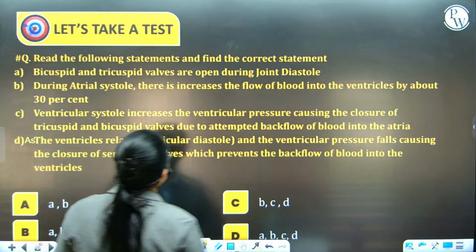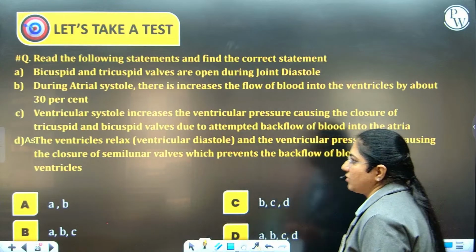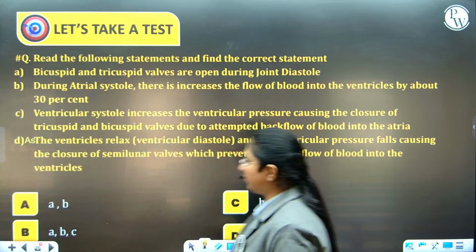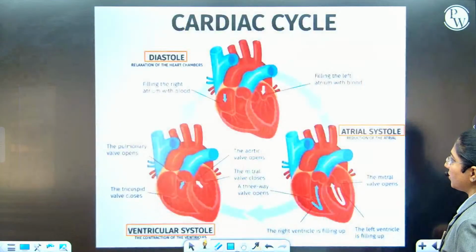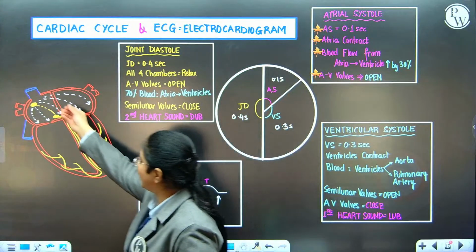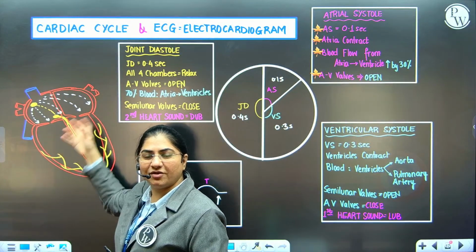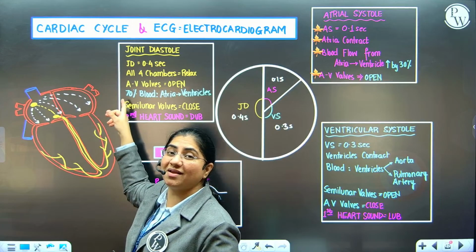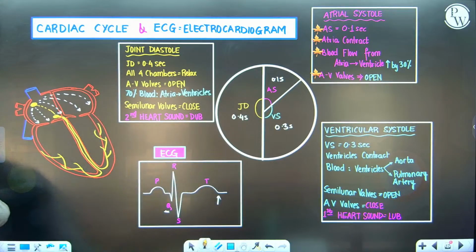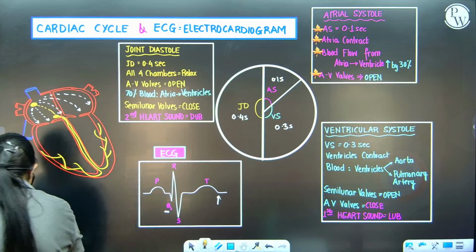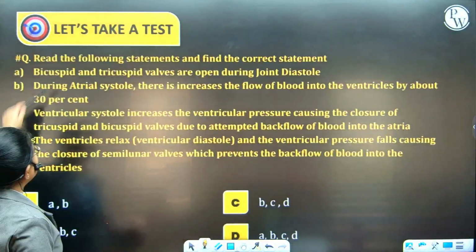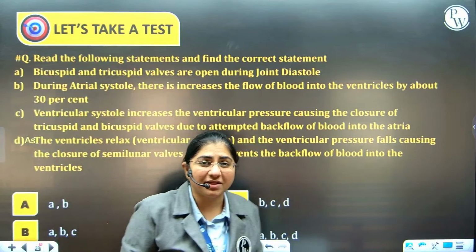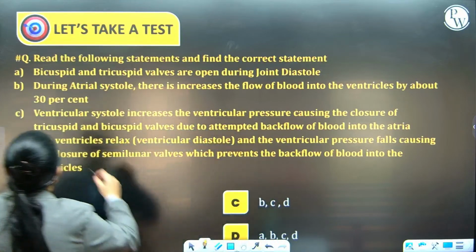Okay, let's see. Bicuspid and tricuspid valves are open during joint diastole. Now, what did I say? Joint diastole. Now, I can see answers which are a little incorrect. So, let us go into a quick recap of what we've studied. When we spoke about joint diastole, my dear children, I told you atria are relaxing, ventricles are relaxing. At this point of time, the AV valves are open. That is, bicuspid, tricuspid are open, semilunar are closed. So some of you who have answered have not answered it correctly. So again, during joint diastole, bicuspid, tricuspid, AV valves are open. Only then will 70% of blood, my dear children, go from the atria to the ventricles. So this is a true statement.